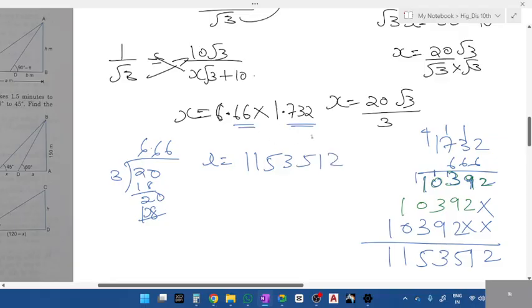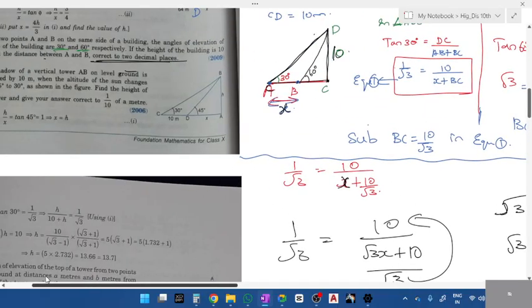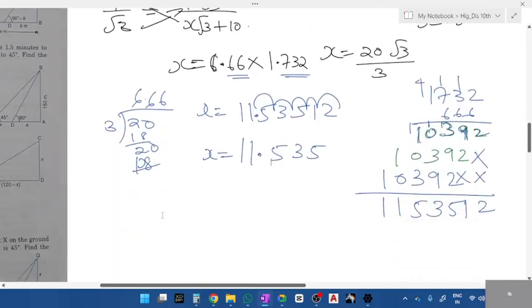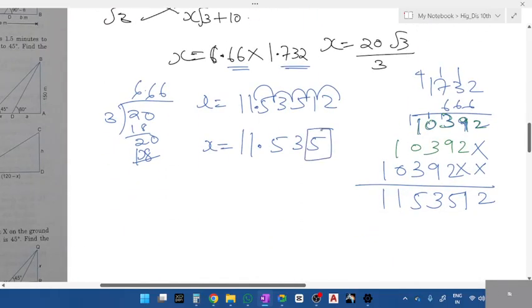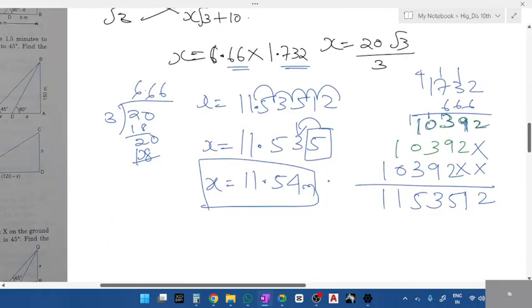Total how many decimal numbers? 5 decimal numbers, so 5 places: 3, 4, 5. What's the answer we get? 11.535. And how many decimal places do you have to keep, students? 2 or 3? Round off to how many decimals? 2 decimals. So if you want to round off to 2, check the third decimal. If it's equal to 5, how do you round it off? 11 point. So the distance between A and B is 11.54 meters.